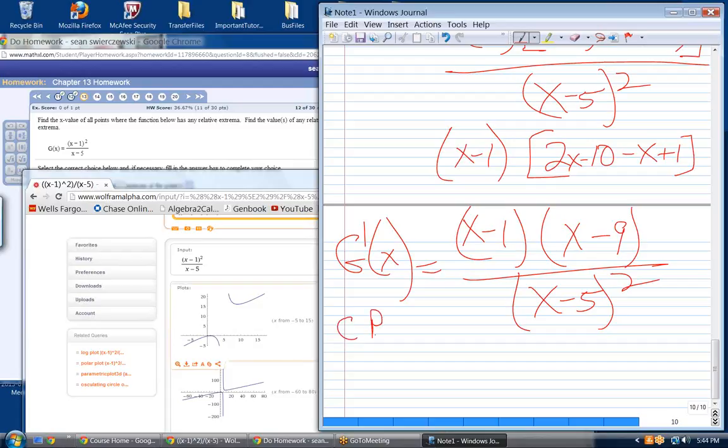Remember, critical points are where the first derivative is equal to 0 or where the first derivative is undefined. So 5, that's one of them. And 1 and 9. Right, that's where the numerator is equal to 0.